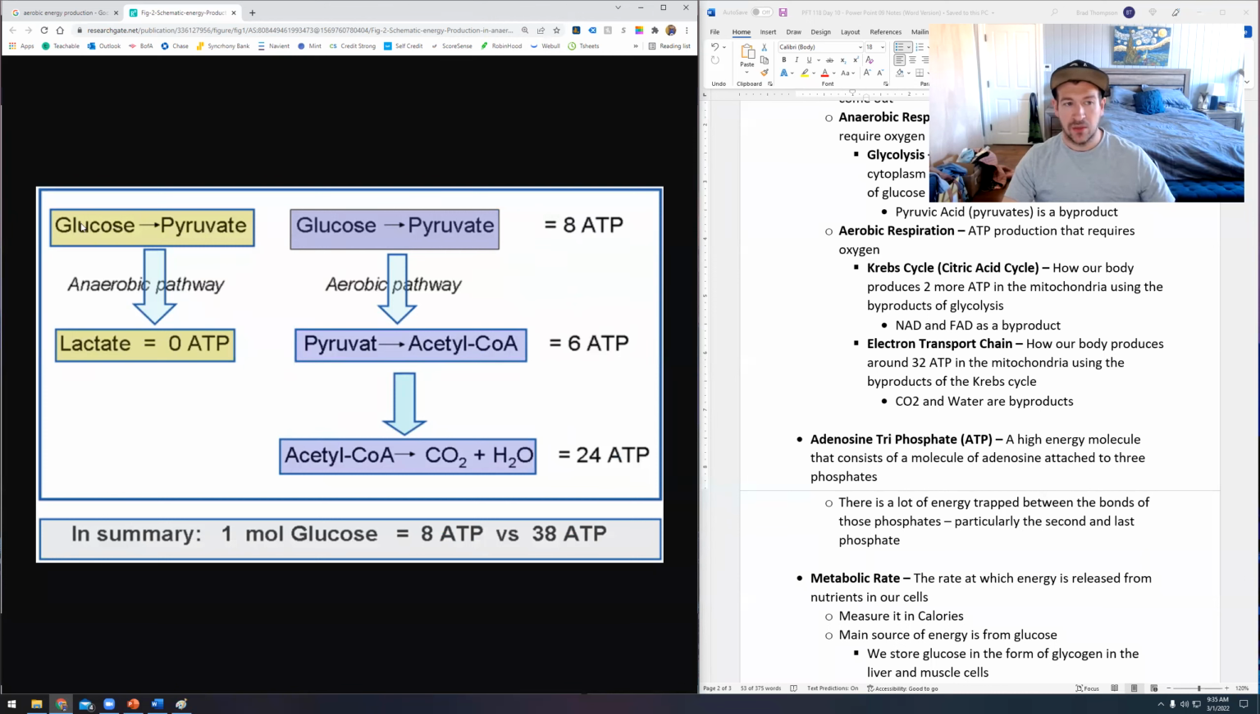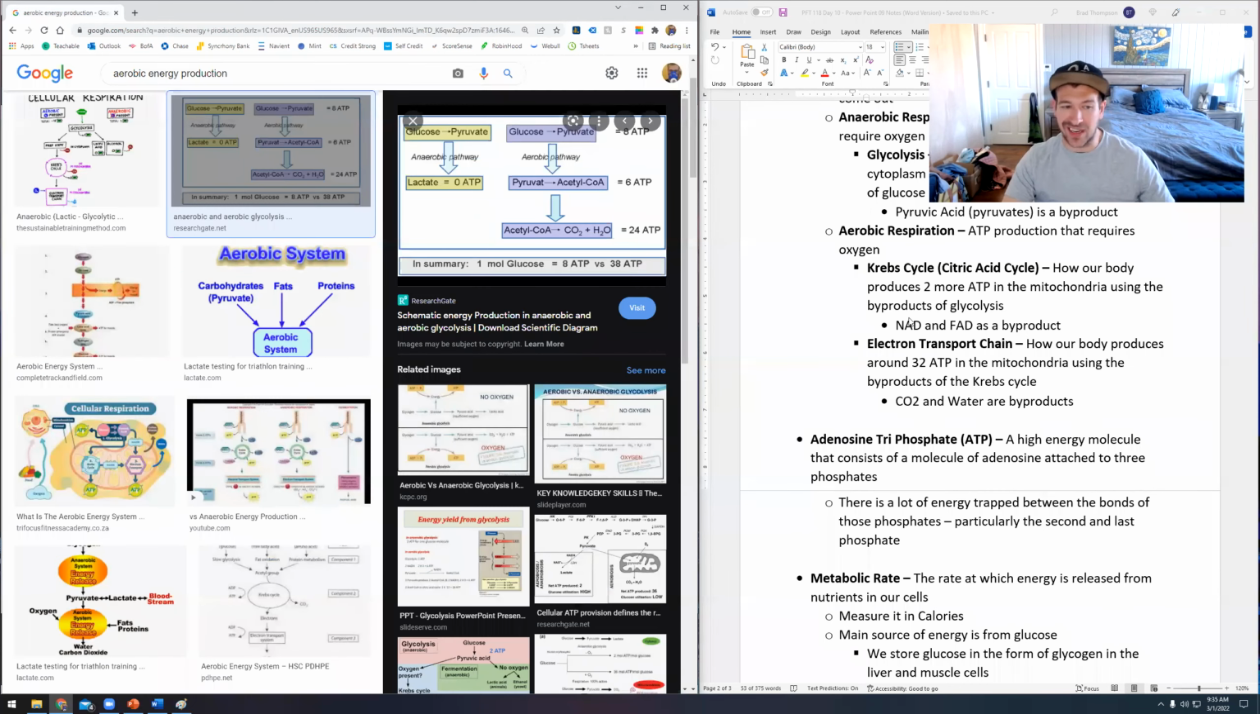So glucose becomes pyruvates, which becomes lactate, right? Pyruvates ferment into lactic acid. So then we make that pyruvate, that lactic acid. It becomes this other molecule called acetyl-CoA, which kicks off the Krebs cycle. And then that acetyl-CoA's byproducts are the NAD and FAD, which come out to spit out the ATP that we talked about. So 8 plus 6 plus 24. This one they're saying 30. They're saying 38 ATP.